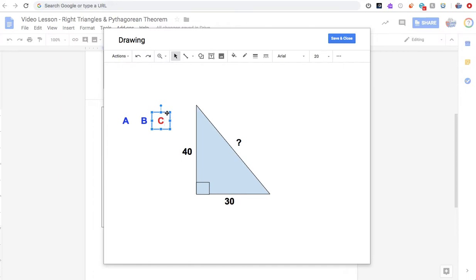I'm going to go ahead and put the C right there to let myself know this side, the unknown, is C. That means that the two shorter sides, the ones that we do know, are going to be A and B. A and B are interchangeable. It doesn't matter which one is which because they're both going to get added together after we square them.